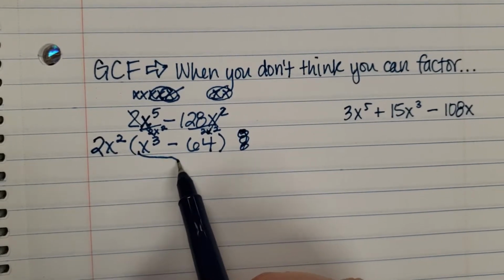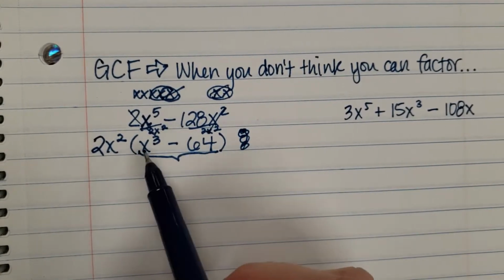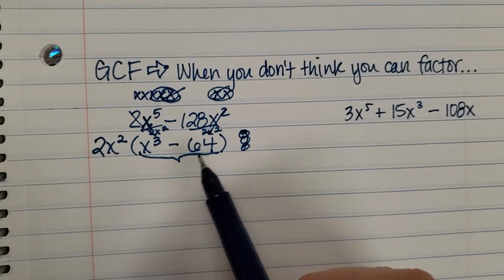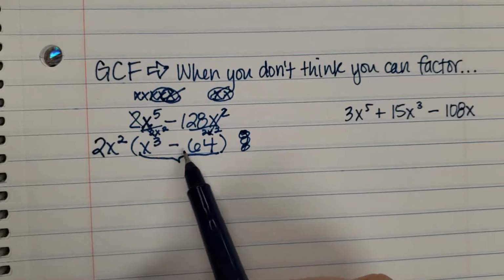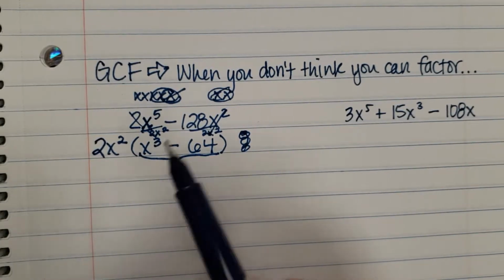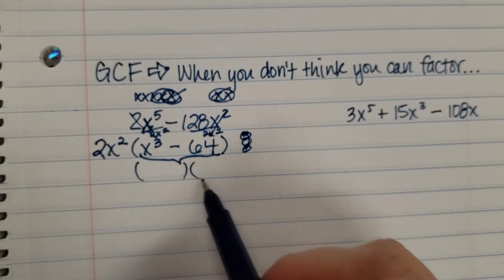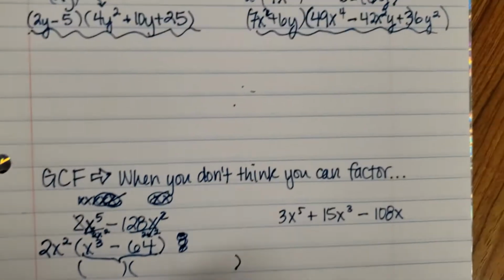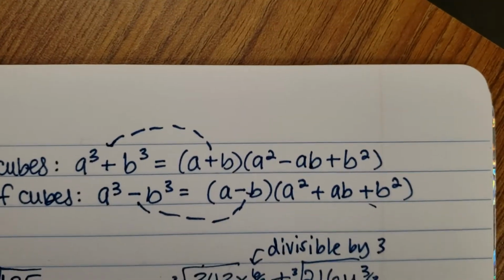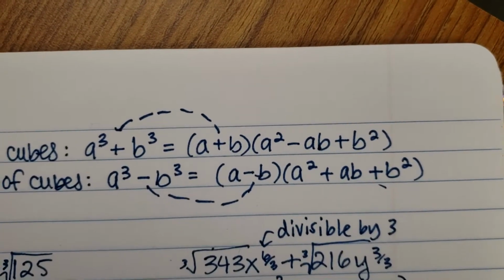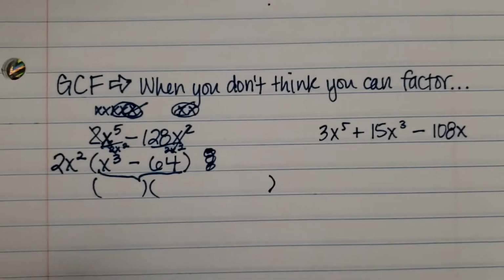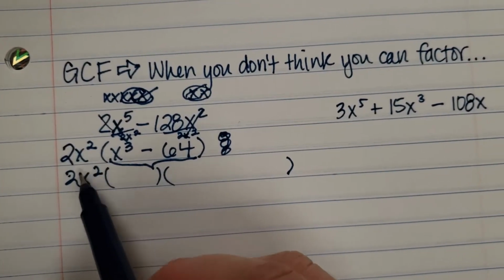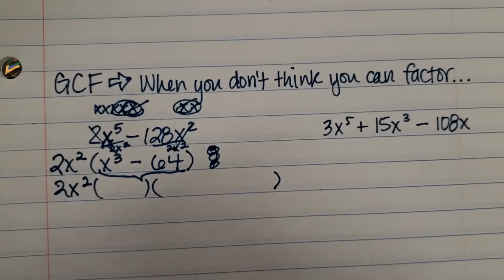Now let's check what we have in this binomial. X to the third, well, that's a cube, and 64 is 4 cubed. So this here is a difference of cubes that I can factor with my difference of cubes pattern, right? So my a minus b times a squared plus ab plus b squared. All right, so let's take a look here. So again, my 2x squared is just there. It's just going to be in the front now of my answer as it works its way down.